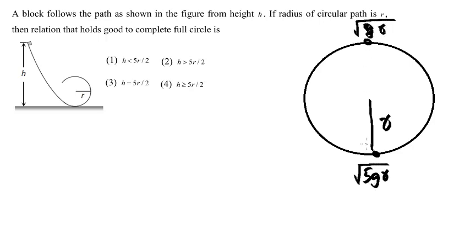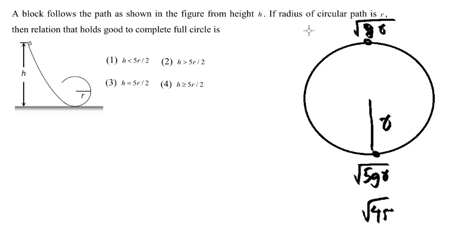Bottom root 5gr, at the top root gr. Now, if the speed is not this much, the particle cannot complete the path. If the speed is like root 4gr, then the particle will go like this, and at a certain point it loses all velocity and will become zero velocity. Then from there it will fall. So the minimum speed required at the bottom is root 5gr. That point is required to solve this question.